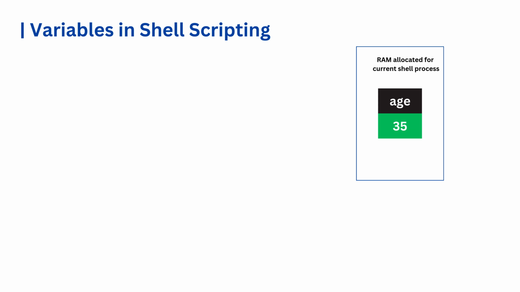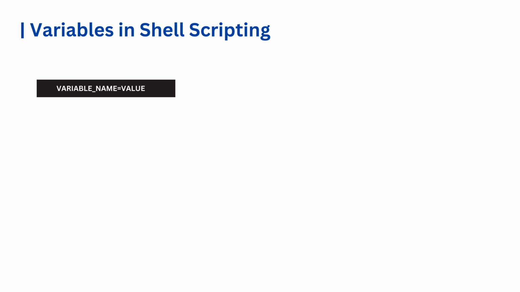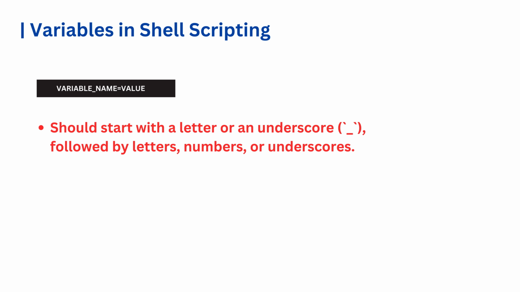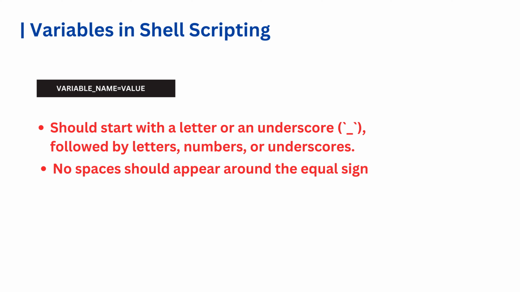The general format for assigning a value to a variable is this: the variable_name should start with a letter or an underscore symbol, followed by letters, numbers, or underscores. No spaces should appear around the equal symbol. By convention, many scripts use uppercase for variable names, but lowercase is also allowed.